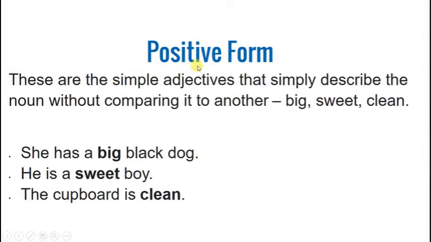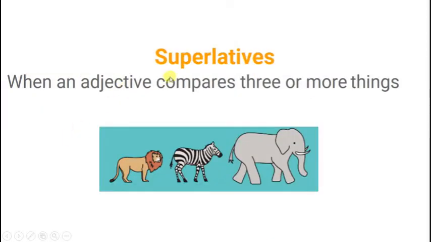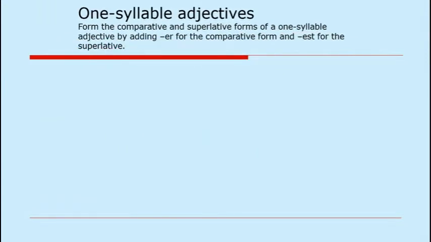So we have here positive without comparing. Positive: she has a big black dog. He is a sweet boy. The cupboard is clean. He is tall. She is short. So here the adjective describes a noun without comparing it to another. But comparatives, who can tell me what is the meaning of comparatives? Yes, comparatives are used to compare and clarify the difference between two nouns. And superlative compares three or more things. So next we will know how to form comparative and superlative.